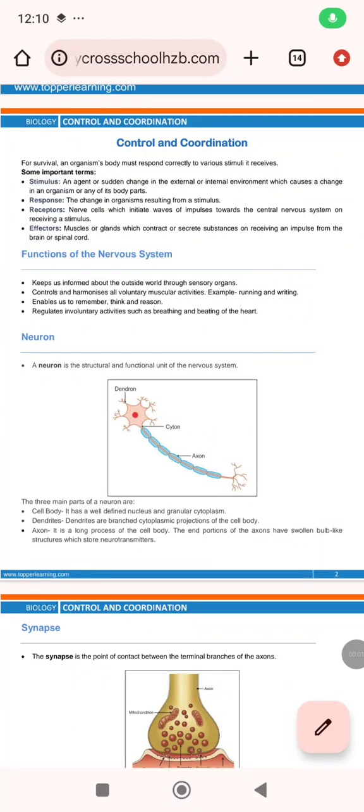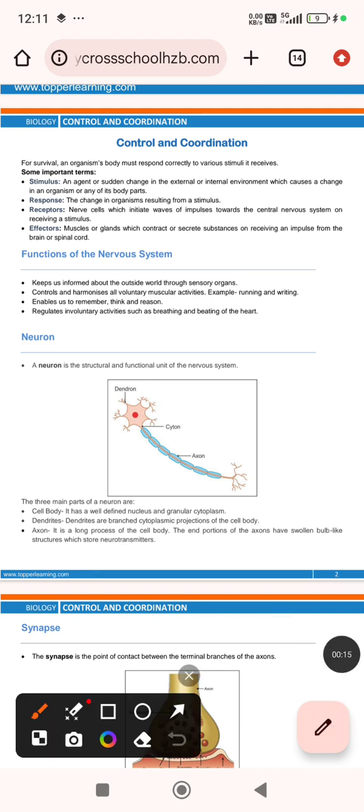Students, today we will do control and coordination, Class 10 Science. For survival, an organism's body must respond correctly to various stimuli it receives. Some important terms: stimulus. What is stimulus? An agent or sudden change in the external or internal environment which causes a change in an organism or any of its body parts is called stimulus. Response: the change in an organism resulting from a stimulus.